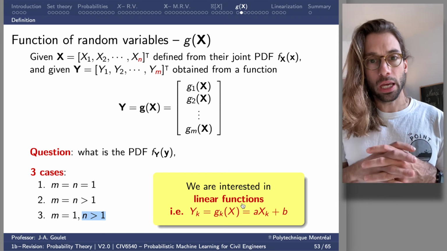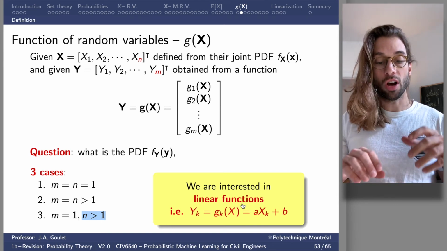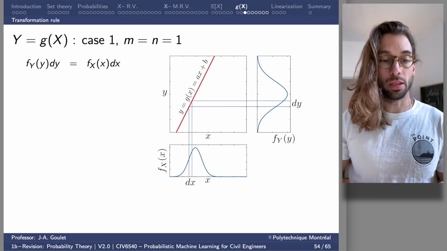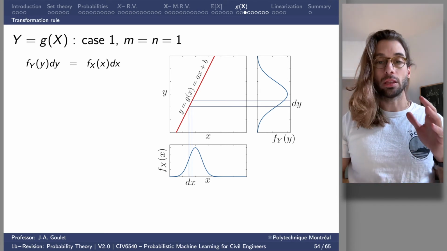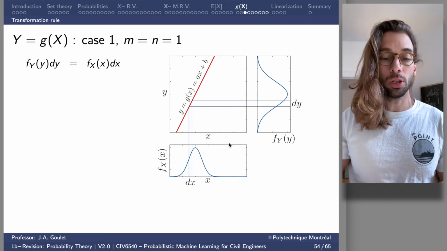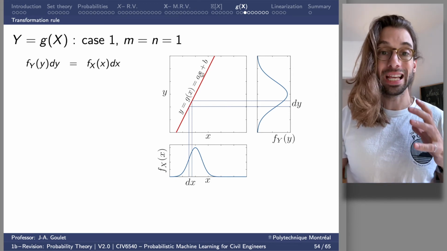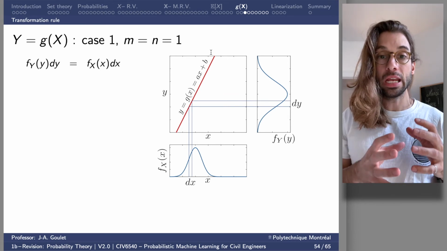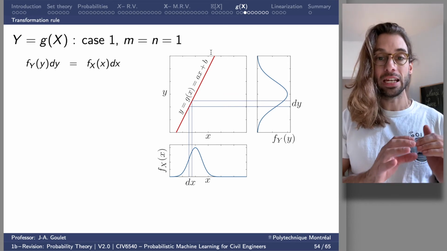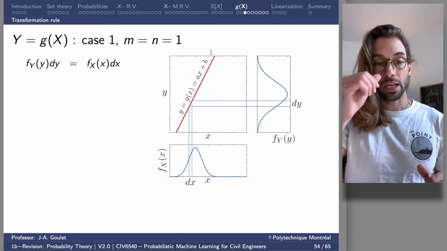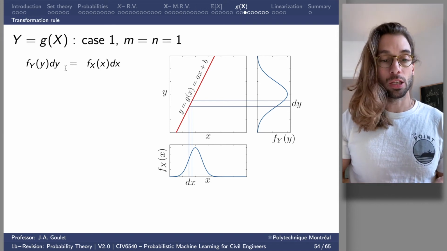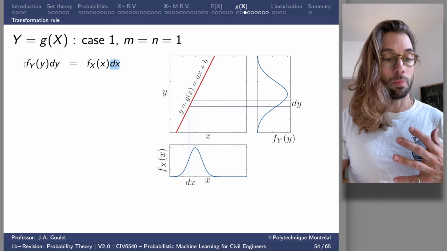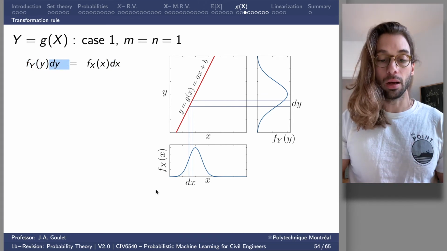What we're mostly focusing on here is linear functions, so functions of the type ax plus b, where a is a constant, b is a constant, and X is a random variable. First, we're going to look at the univariate case, one input, one output, for a function y equals ax plus b. In this case, we need to maintain the probability constant in the x space and the y space. That allows us to write the relationship that the PDF of x times the sliver dx must be equal to my PDF for y times the sliver dy. This is what we have here.